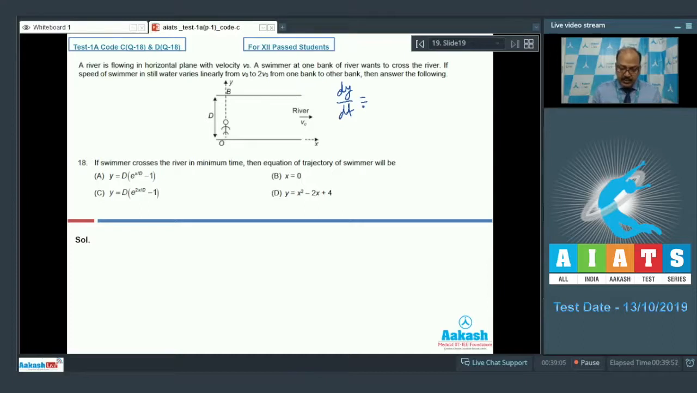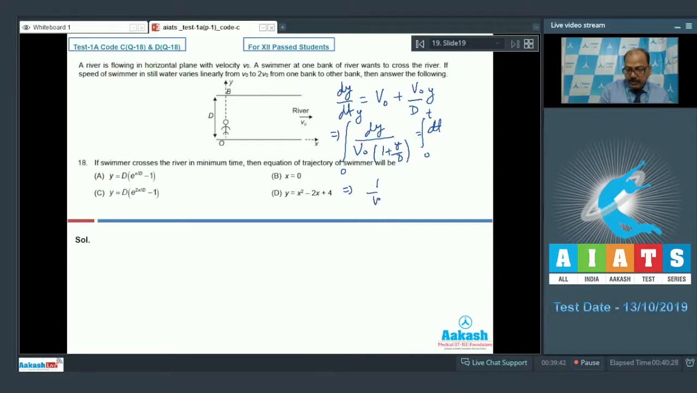Dy by dt equals v0 plus v0 upon d into y, and which means we have dy upon v0 into 1 plus y by d equals dt. So we integrate. Now the lower limit again is 0 for y. The upper limit is y only because we want an expression for y. So integrating, we get 1 by v0 ln 1 plus y by d.